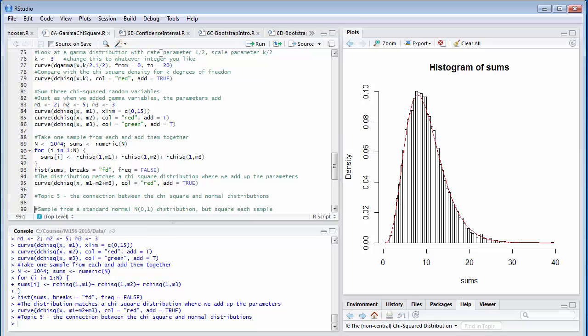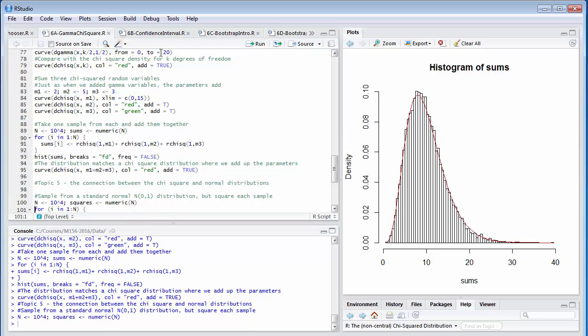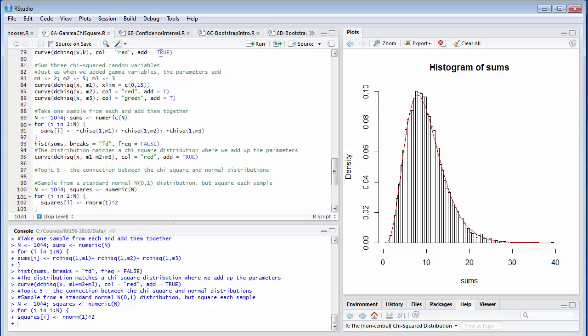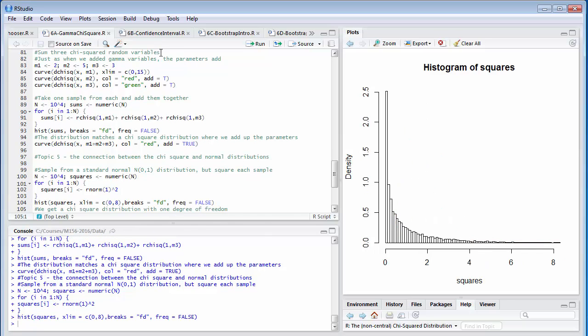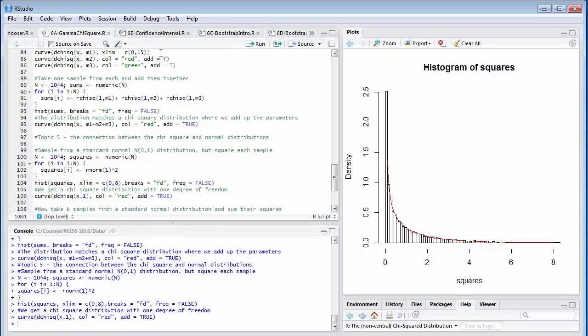Here is how you make a chi-square distribution from a normal distribution. You sample from a normal distribution, but then you take the square of the sample. So I will do this 10,000 times. I will take a single sample from the normal distribution, square it, store it away, and look at a histogram of the result. You've seen that before, right? That's the chi-square distribution with 1 degree of freedom. There's a plot to show it.